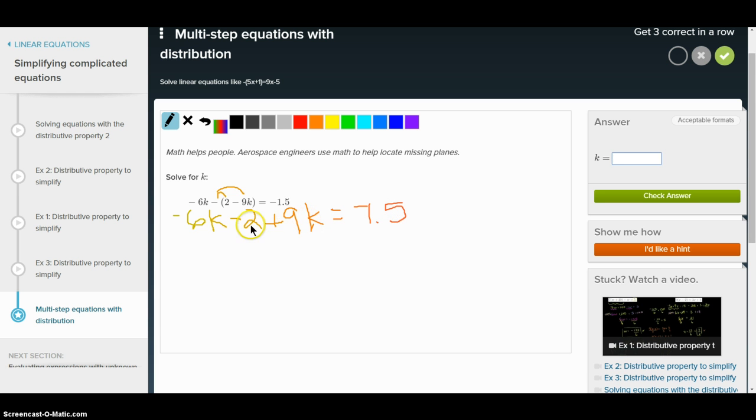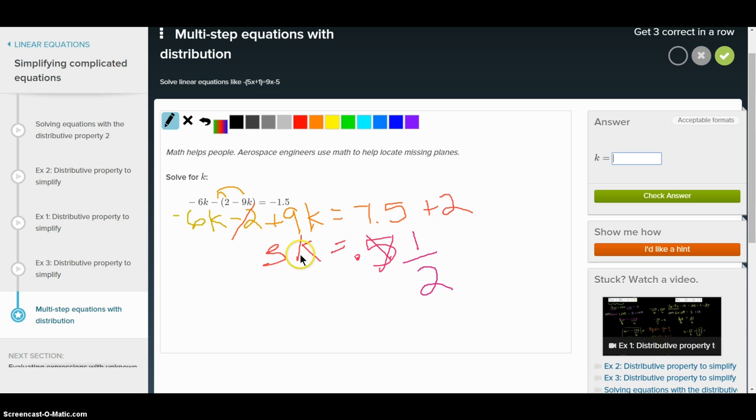Okay, so let's combine like terms. We'll put the 2 over here. We'll add 2 to both sides, and then plus 2. And then we will put these two together. So negative 6k plus 9k is going to be 3k. And negative 1/2 plus 2 is going to be 1/2. And we can also rewrite this as 1 over 2.